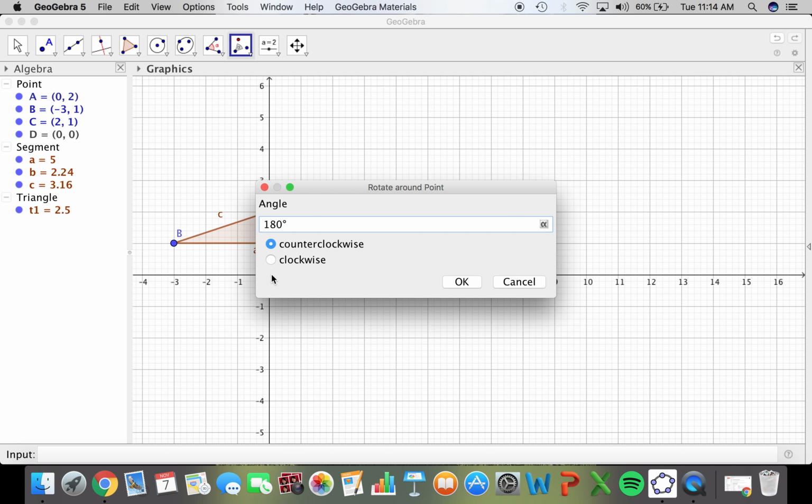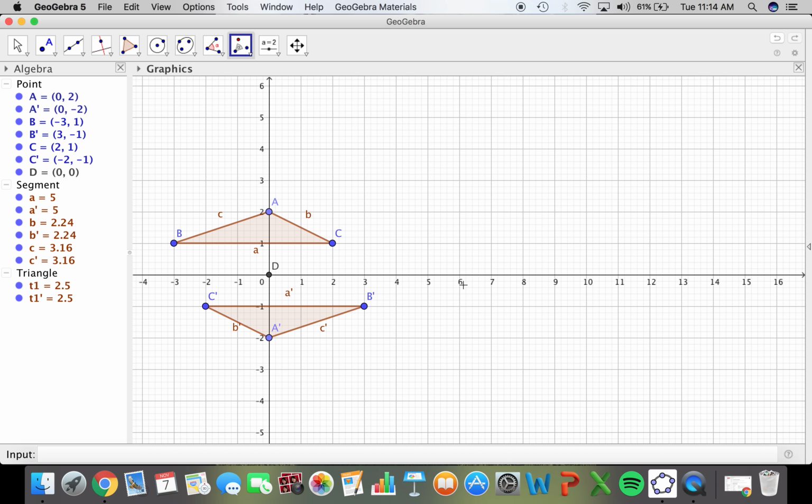It doesn't matter if we choose counterclockwise or clockwise because a 180 degree rotation will produce the same image after each of those rotations. It would matter if we were selecting 90 degrees or 270 degrees. So I'm going to select OK, and now we have a rotation. And we can see that when we rotate about the origin, our x and our y coordinates change. And what happens is they become the opposite of what they were.